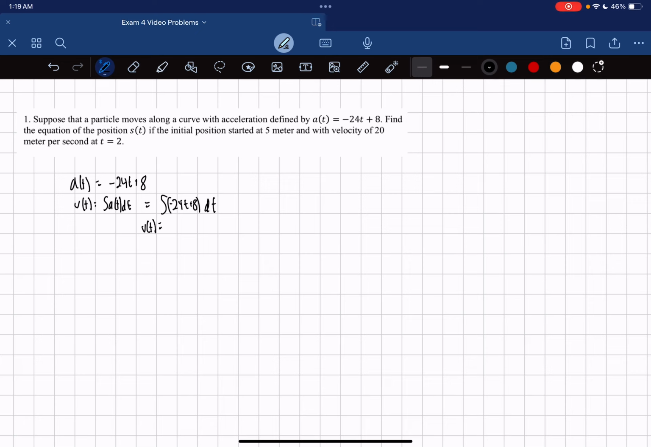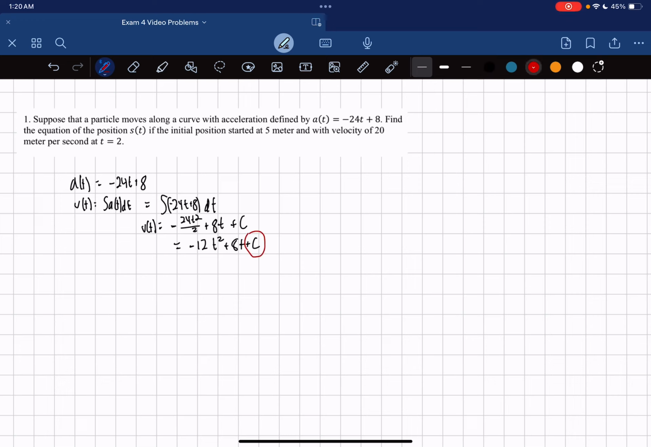This gives us a velocity equation of negative 24 t squared over 2 plus 8t plus c. Simplified to negative 12 t squared plus 8t plus c. But we have a c.